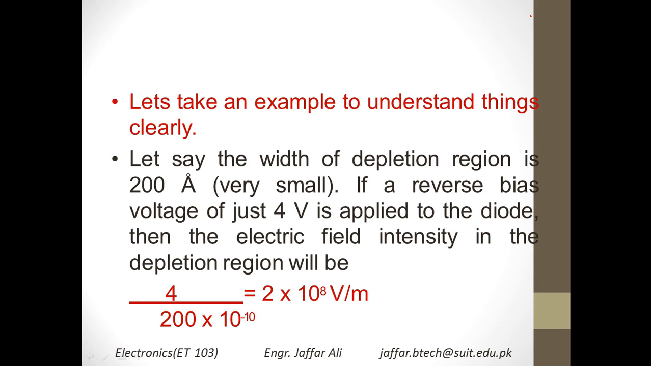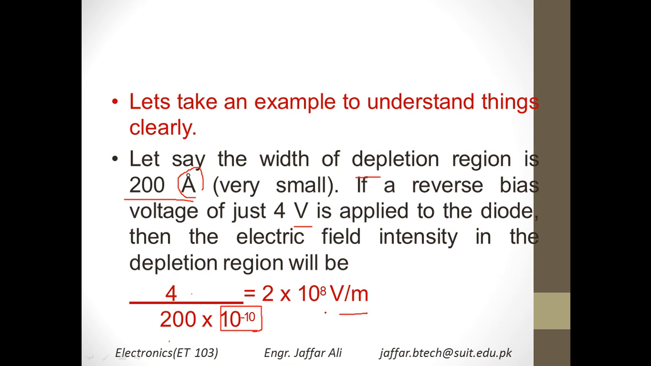Let's take an example to understand this clearly. Let's say we have a very small depletion region width, say 200 Angstrom, which is a unit of distance. If a reverse bias voltage of just 4 volts is applied to the diode, then the electric field intensity in the depletion region will be given by 4 divided by 200 Angstrom. Angstrom basically represents 10 power minus 10.